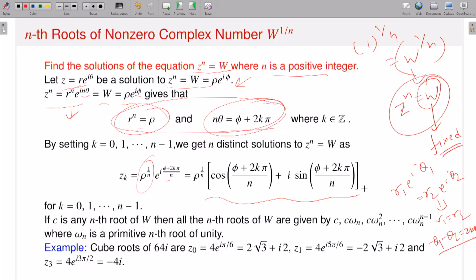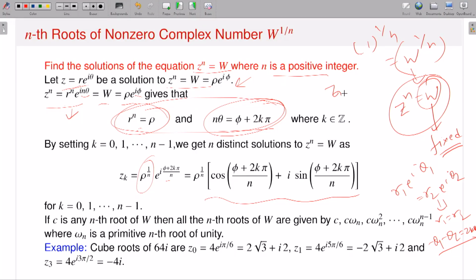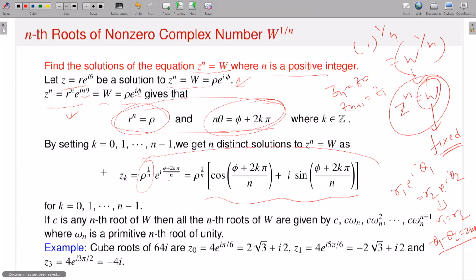But even though k runs over all the integers, you will have only n distinct z_k's, because if I take k equal to n, the value will be exactly z_0. Similarly z_(n+1) is the same as z_1. So even though k runs over all of Z, I have only n distinct z which satisfy the equation z to the power n is equal to w. And z_k is exactly of this form.